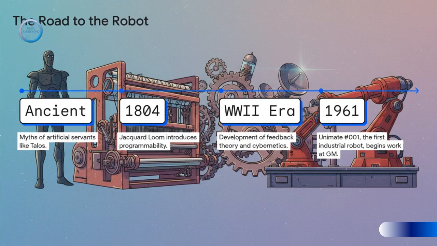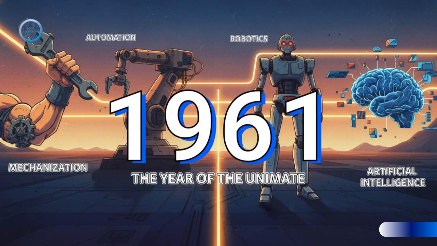The intellectual journey to the robot is a long one. We've already seen how the Jacquard loom played a part. A really pivotal moment came in the 20th century with the development of control theory and cybernetics. The science of control and communication in animals and machines, pioneered by people like Norbert Wiener. That work gave us the mathematical language to build self-regulating systems, and all of this theoretical groundwork was building towards one key, practical moment. 1961.